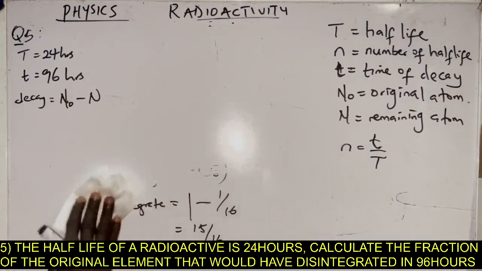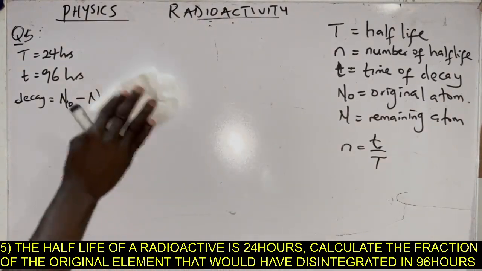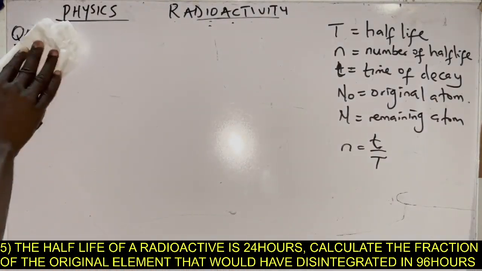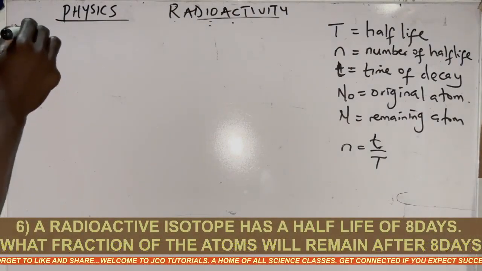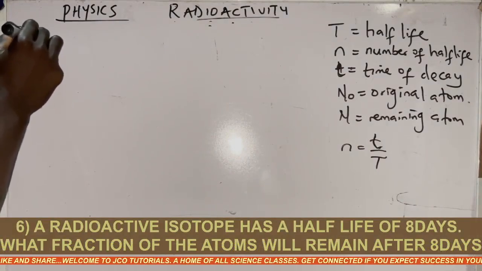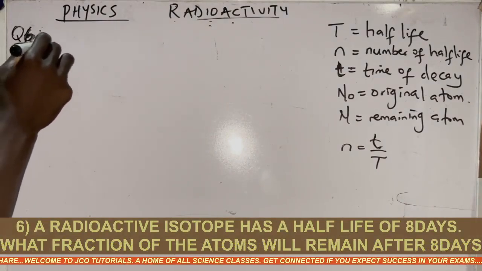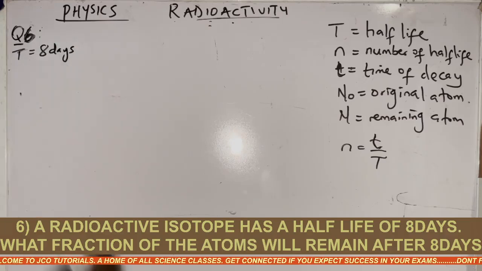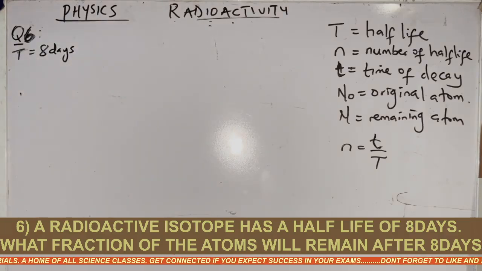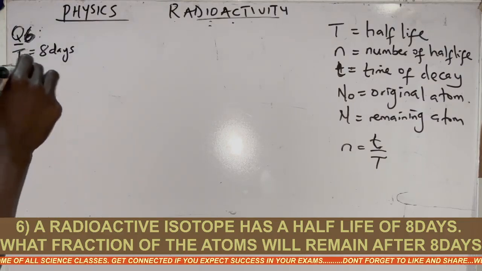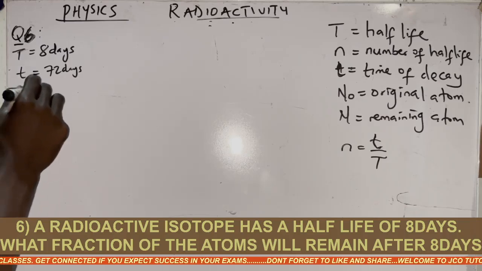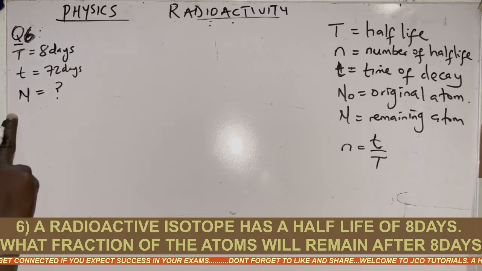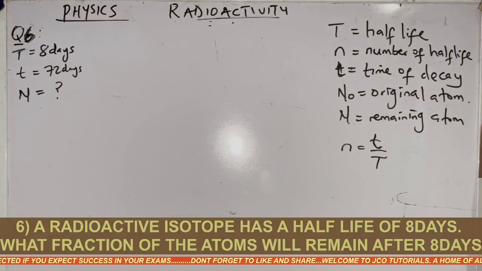Now the next question says a radioactive isotope has a half-life of 8 days. What is the half-life? 8 days. 8 days is the half-life. So that one is already given. Question 6. Half-life, 8 days. What fraction of the atoms will remain after 72 days? So the time of decay is 72 days. We're looking for the fraction that will remain.